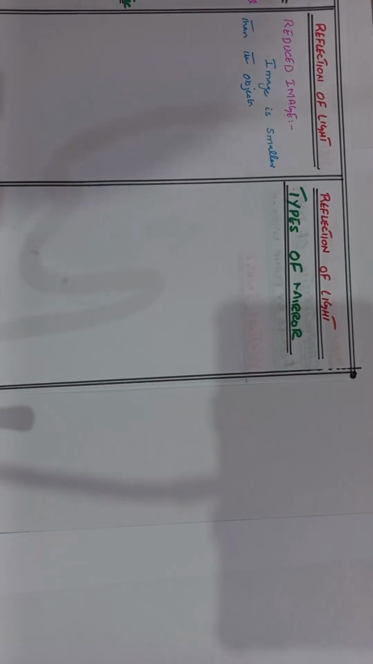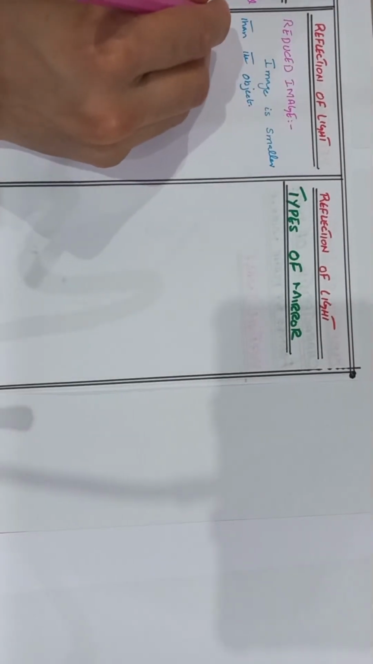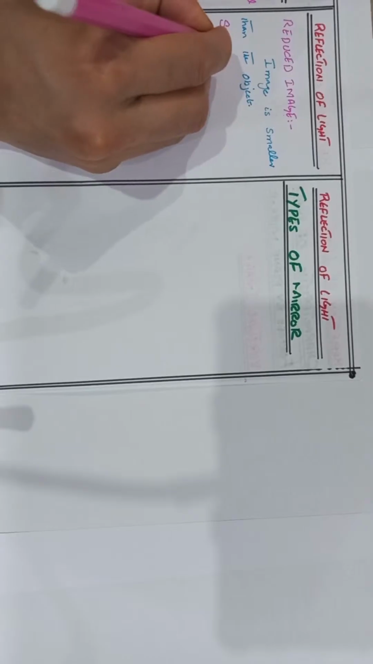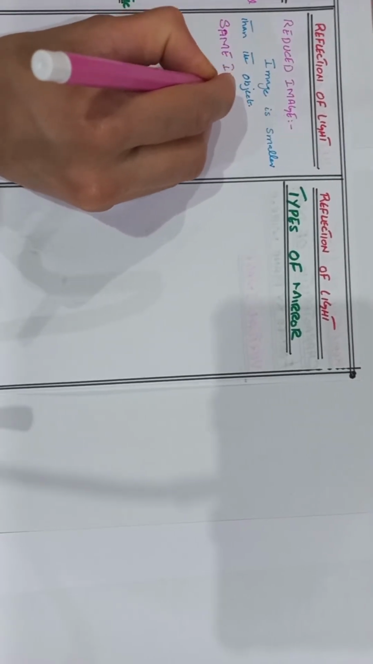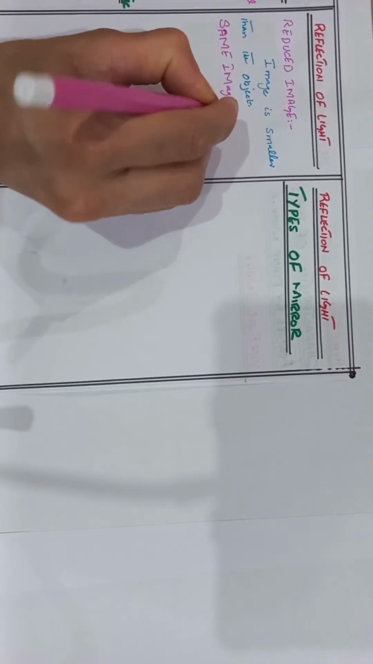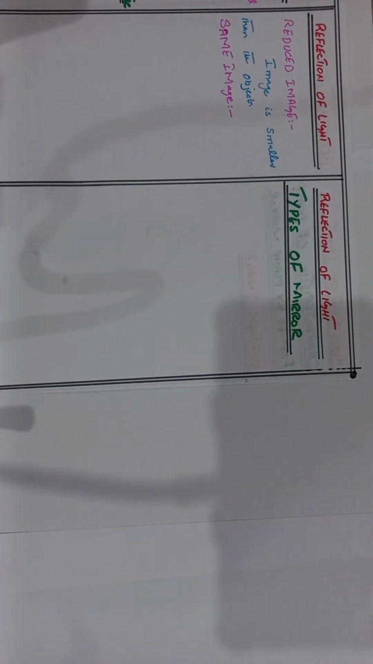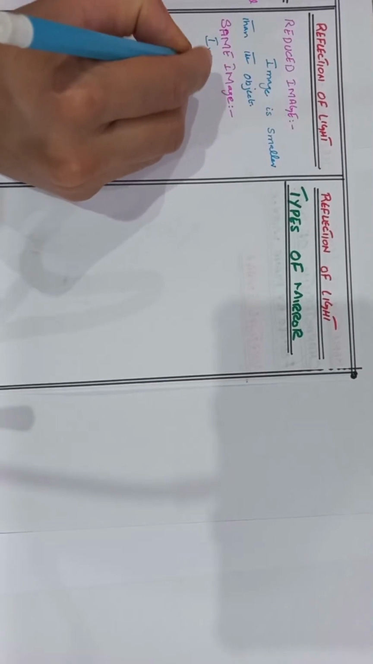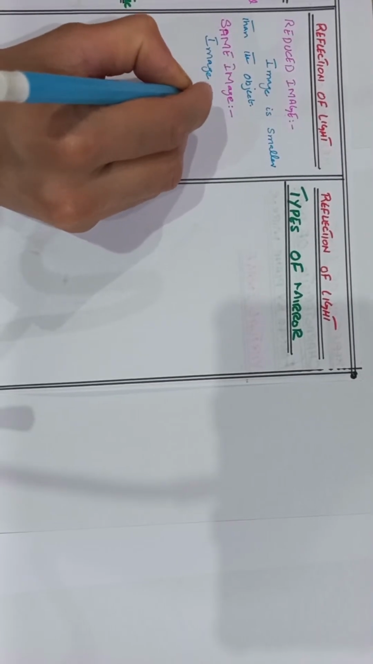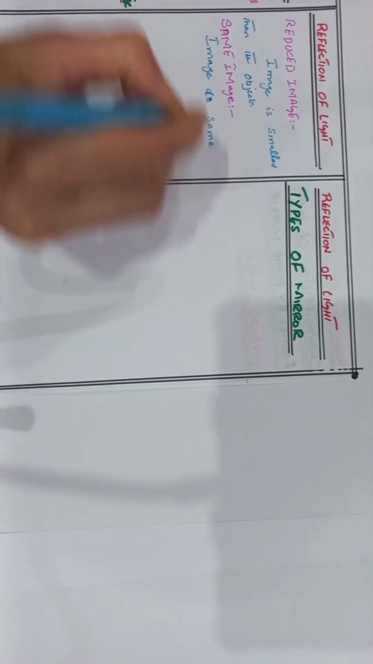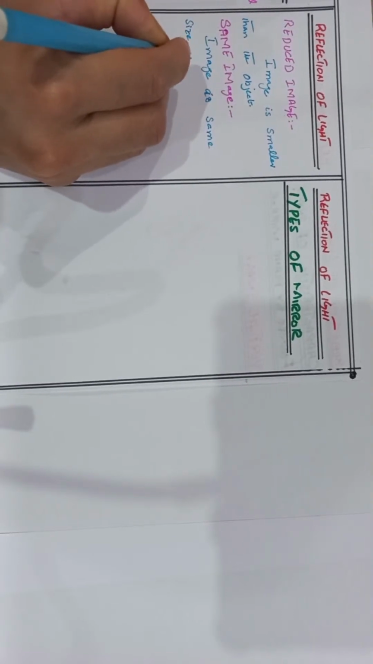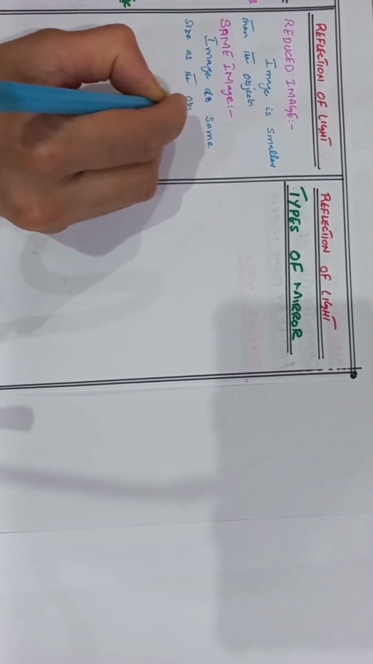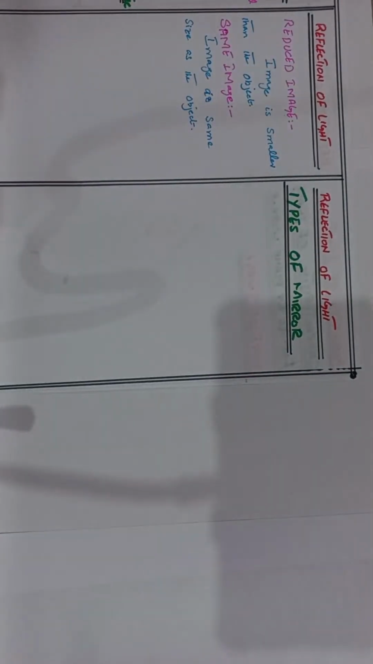Third, we discuss the same image. Here we write that the same image is formed when the image is the same size as the object. When the image is the same size as the object, it is called the same image.